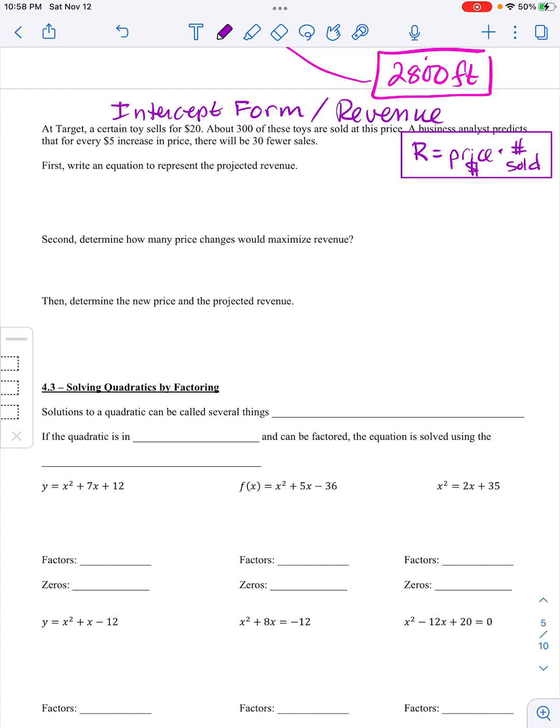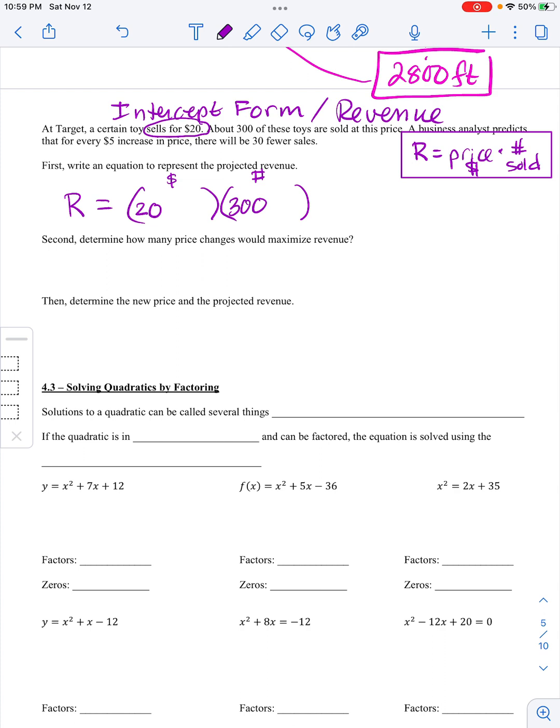So when you set this up, all of these are going to have a revenue equals one set of parentheses to represent your price, one set of parentheses to kind of represent the number that are getting sold. So what you want to do is build an equation. At Target, a certain toy sells for $20. Okay, that is the starting value of money. So that goes in my money part. About 300 of them are sold. That's the number that are sold. So if you sell 300 for $20, you're going to make $6,000.